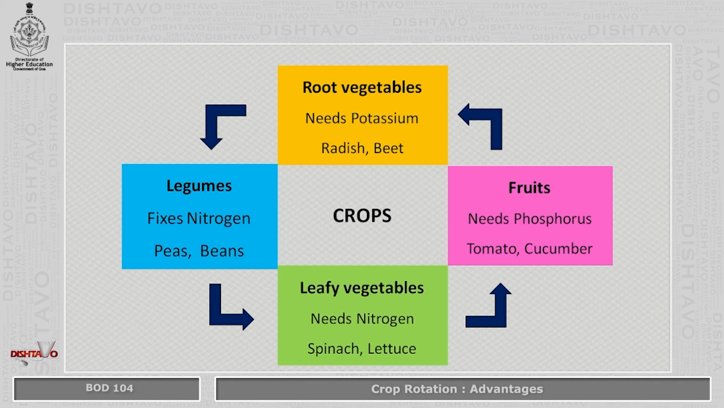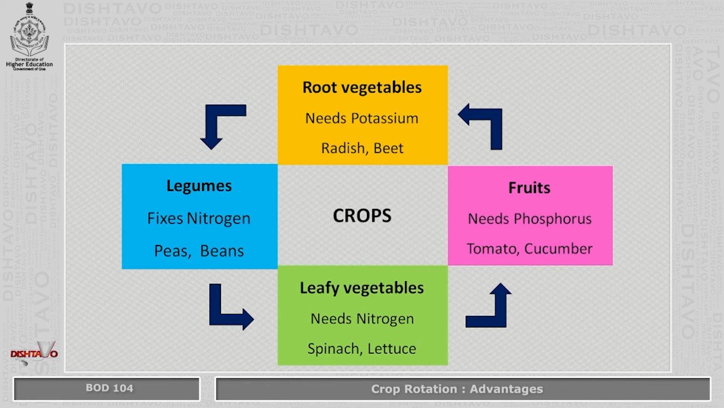For example, the peas and the beans. They will be fixing the nitrogen. So there will be a lot of nitrogen that will be made available by these legumes in the soil. Now, in the subsequent season, don't go again for legumes. Go for choosing the plants which will require a lot of nitrogen for their growth, like for example, the leafy vegetables like spinach or lettuce. So they will be requiring a lot of nitrogen and they can absorb it from the soil where it was already fixed by the legumes in the previous season.